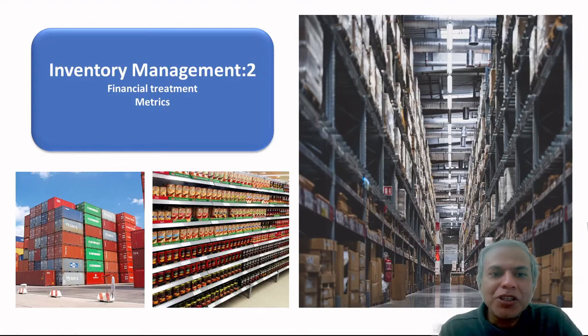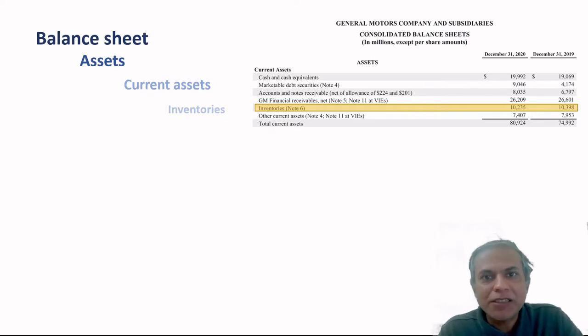In the second video, we are going to talk about financial treatment and the metrics used for inventory. Inventory is recorded as an asset. So if you want to find out inventory information about businesses, you need to go to the annual report, the balance sheet. Under balance sheet, look for assets, look for current assets under that, and then you should see the inventory here, as General Motors data is pointing out.